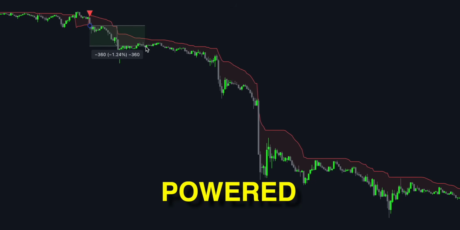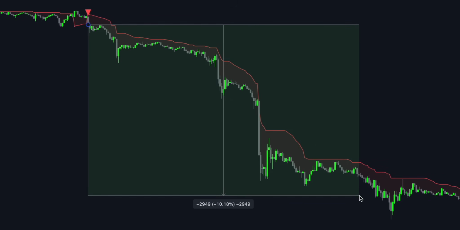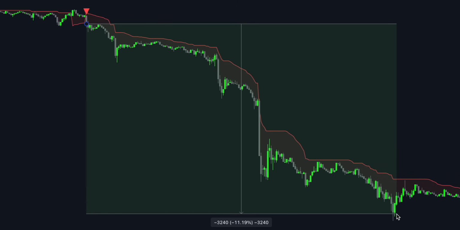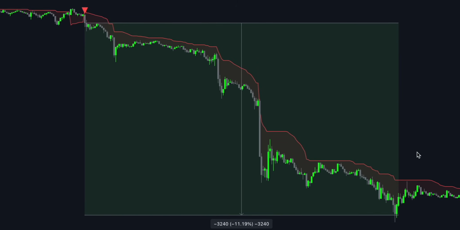This AI-powered SuperTrend indicator predicted this 11% Bitcoin price drop. If you had taken a short position here with a 2% risk per trade, you would have made over 20% profit. How crazy is that?